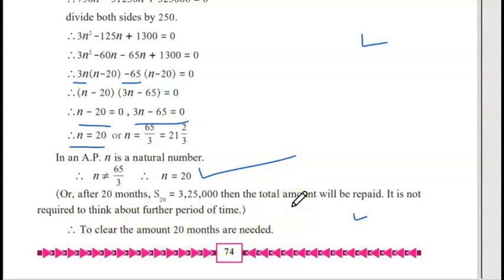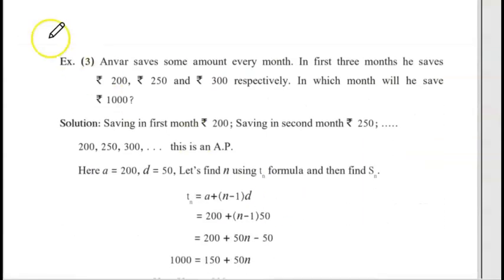Okay. Now, next example. Anwar saves some amount every month. In the first 3 months, he saves rupees 200, next 250, next rupees 300 respectively. In which month will he save rupees 1,000? Okay, now solution. Saving in the first month is rupees 200, saving in the second month rupees 250. Okay, now 200, 250, 300.